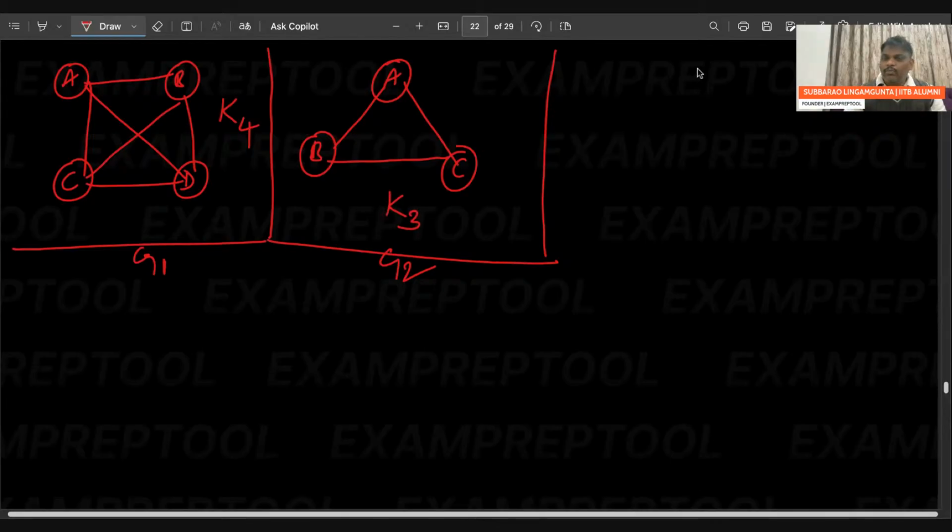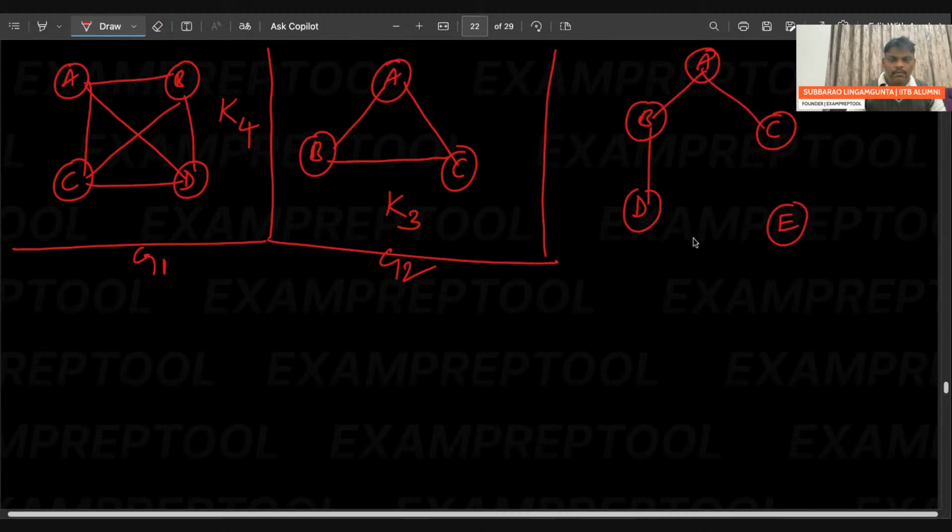So let me write one more thing: A, B, C, D, E.